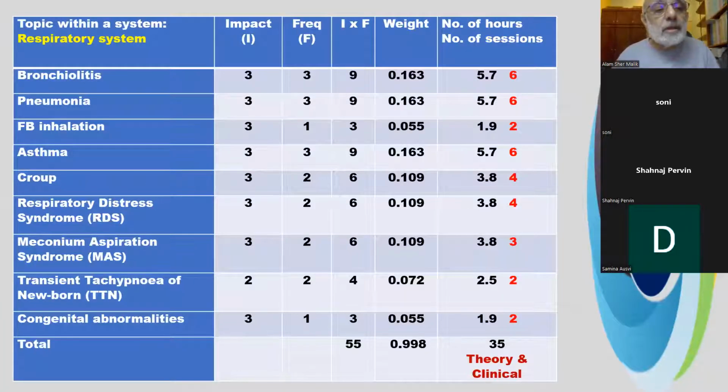Now, if we go into each system itself, once we have identified the system, then we can go into different topics in that system. We can go the other way around as well, that we identify the topics first, and based on that, we give the duration to that posting. Here is an example of the respiratory system, in pediatrics again. So bronchiolitis, pneumonia, foreign body inhalation, asthma, croup, et cetera. Then again, the same formula: impact, frequency, impact into frequency, calculating the weightage and the number of hours or sessions. So this again gives a fairly good distribution of the time and the topics and the content of the curriculum.